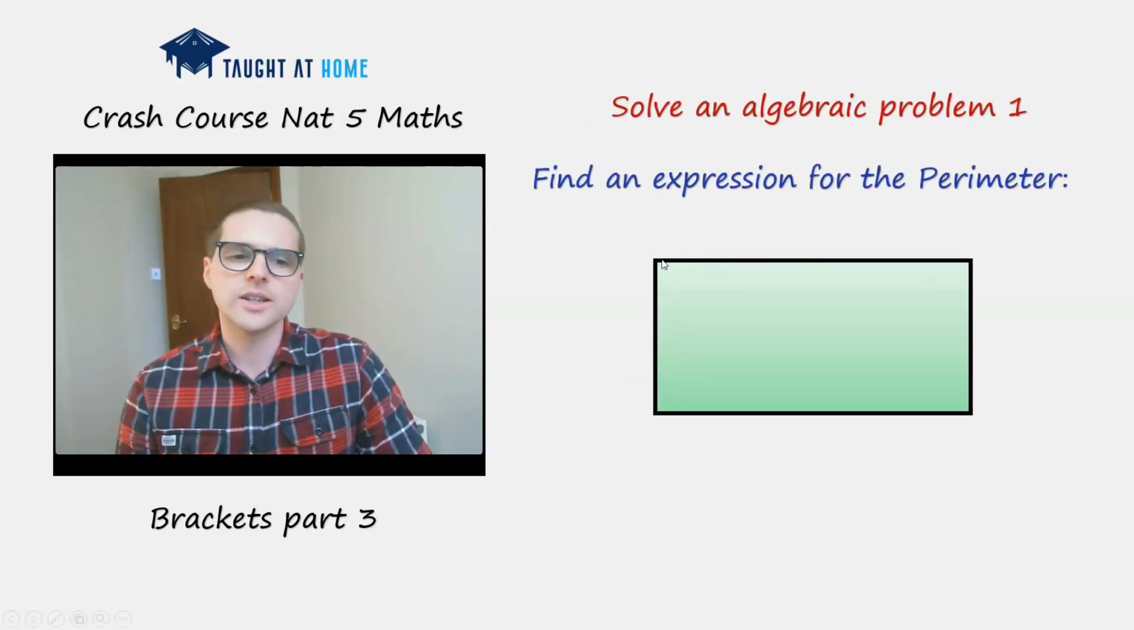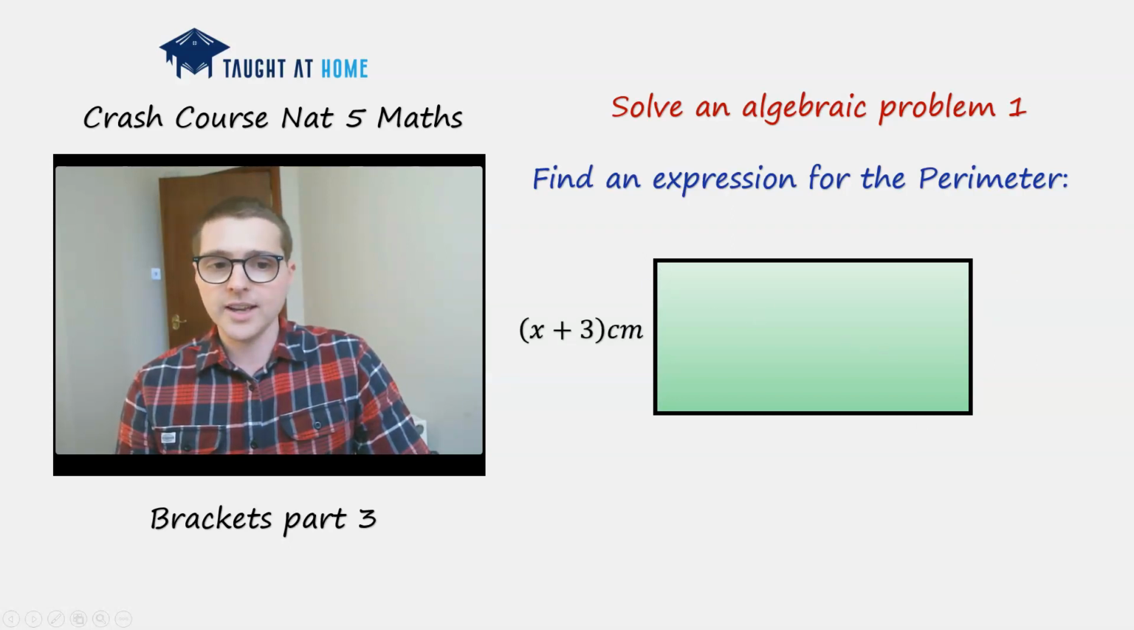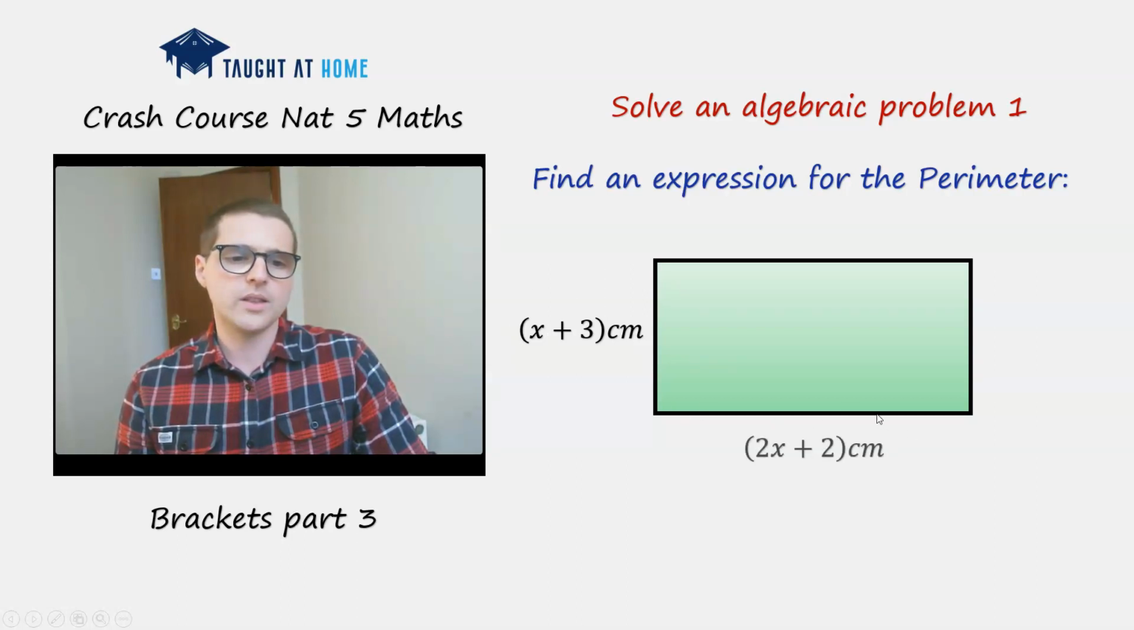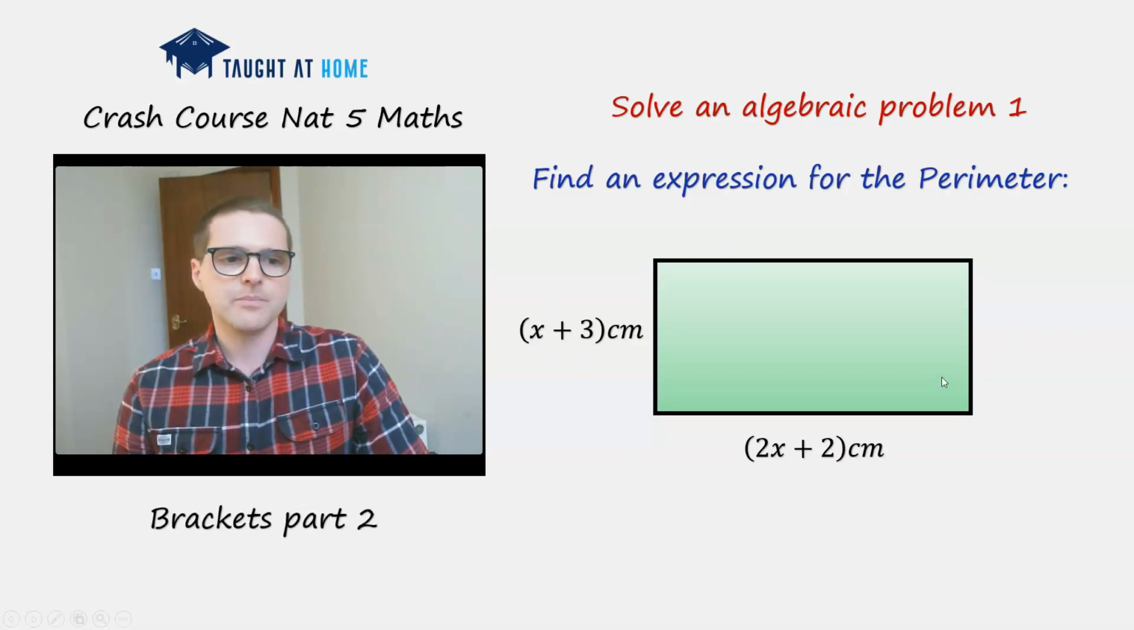So we have a rectangle here and we are asked to find an expression for the perimeter. So the perimeter, remember, is the sum of the sides. We are given the length of the height, so it's x plus 3 centimeters, and we're given the length of the width here, which is 2x plus 2. Now we know that the opposite side here is going to equal this, so that's going to be x plus 3. And likewise, this top bit here is going to equal the opposite side, so it's going to be 2x plus 2.